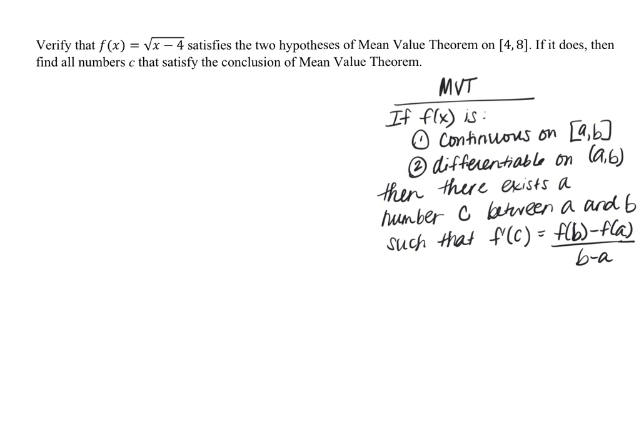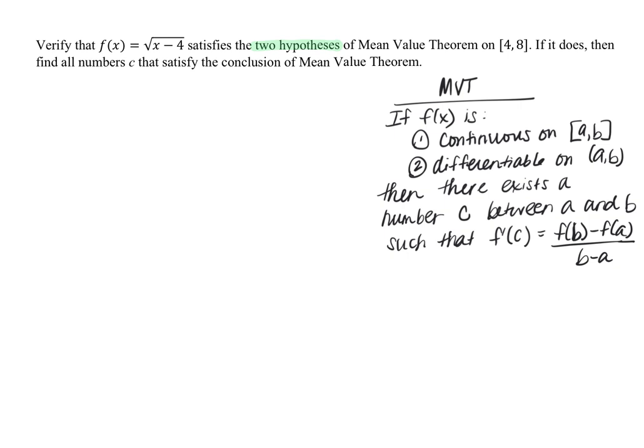In this example, we want to verify that the function satisfies the two hypotheses of the mean value theorem on the closed interval from 4 to 8. And if it does, then we want to find those numbers, those C values. So remember, there are two hypotheses for the mean value theorem.